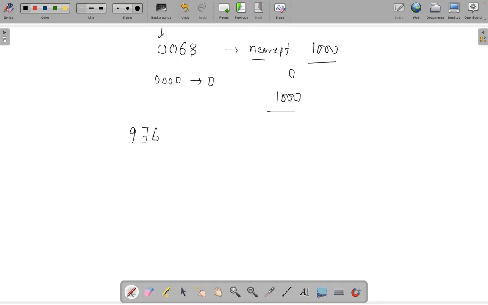976. Can you round this off to the nearest 1000? 1000. Very good, because between 0 and 1000, the middle number is 500, and it is completely bigger than 500. So it is much closer to 1000 than 0. Can you round this off to the nearest 100? 0. Yeah, 0. I hope these types of questions are clear to you. Okay.